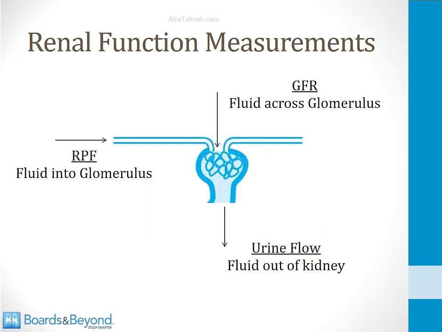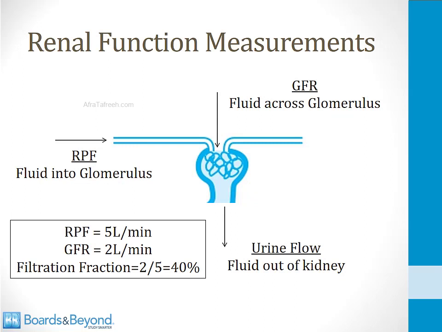On this slide is a drawing that I'll refer back to throughout this video. So this is a glomeruli, and what we've got is the renal plasma flow is the blood flowing into the glomeruli. And the renal plasma flow represents the sum of the flow into all the glomeruli in the kidneys. The GFR is the glomerular filtration rate, and this represents the sum of the flows of all the fluid going across all the glomeruli in both kidneys. And then finally, we have the urine flow, which is the amount of fluid flowing out of the kidneys after it has been filtered by all the nephrons in the kidneys.